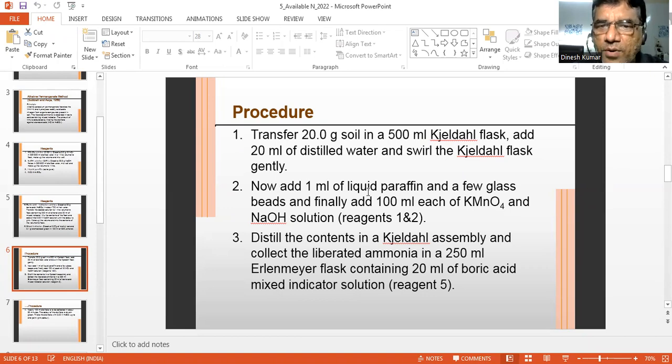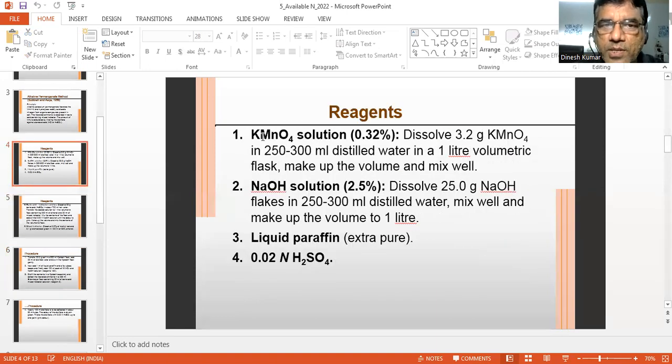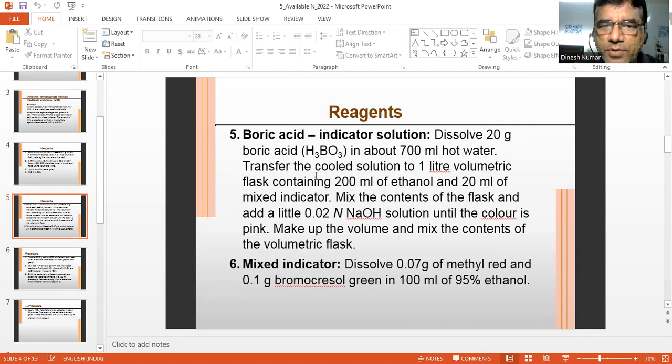Now add 1 ml of liquid paraffin and a few glass beads, and finally add 100 ml of each of KMnO4 and NaOH solution. Reagent number 1 and 2. We prepared reagents 1 and 2 last time. These 1 and 2 are KMnO4 and NaOH.